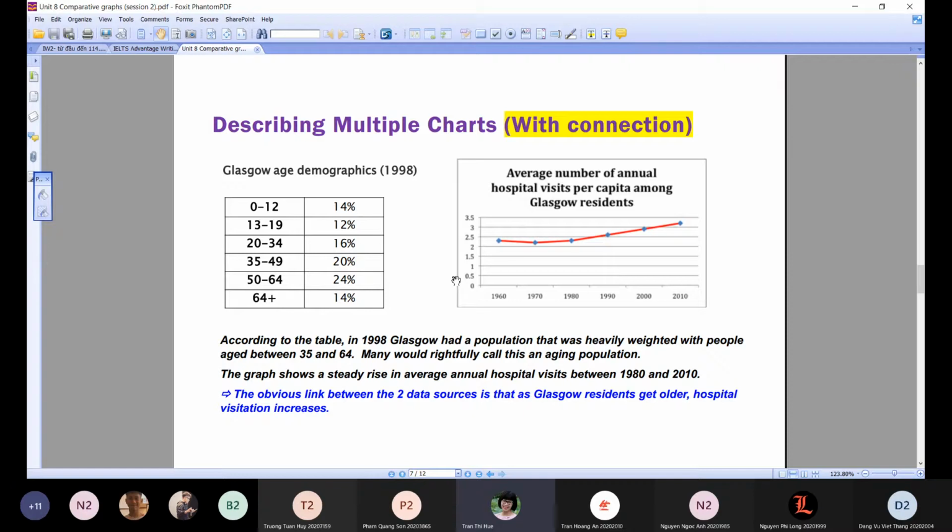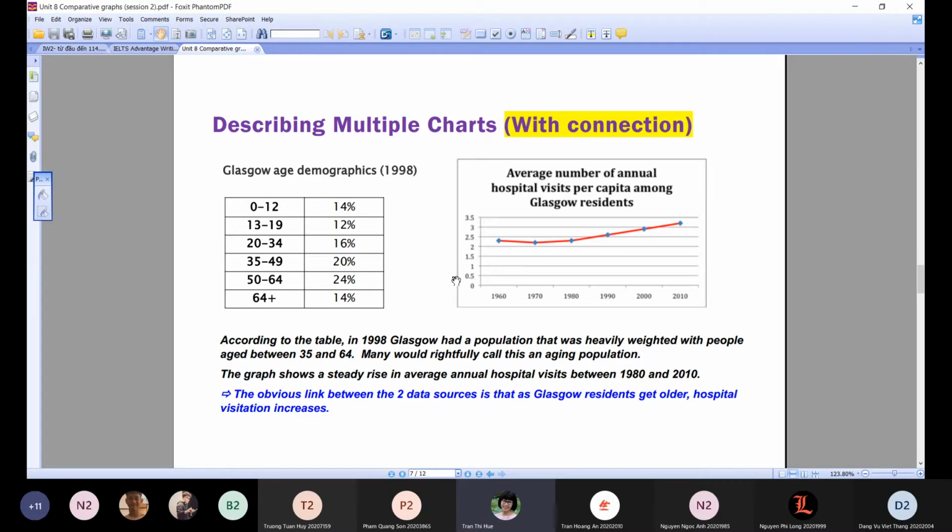And you see the percentage of population in each age group. And the second chart is a line graph, and it's the average number of annual hospital visits per capita. Per capita là tính trên đầu người among Glasgow residents.